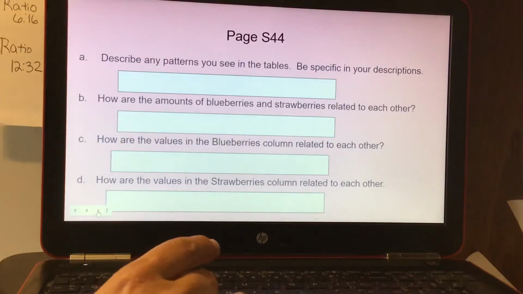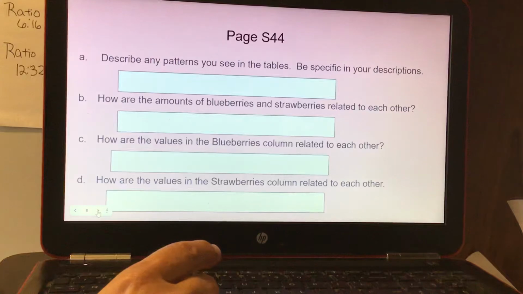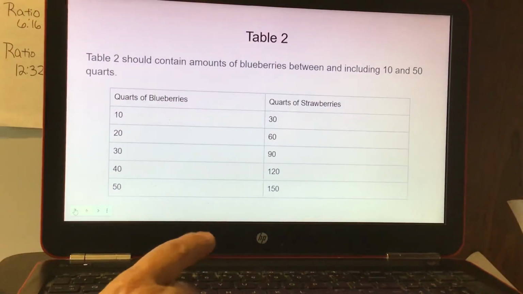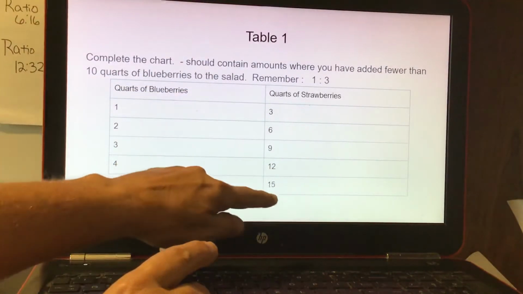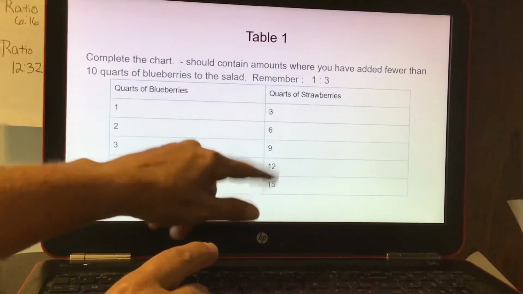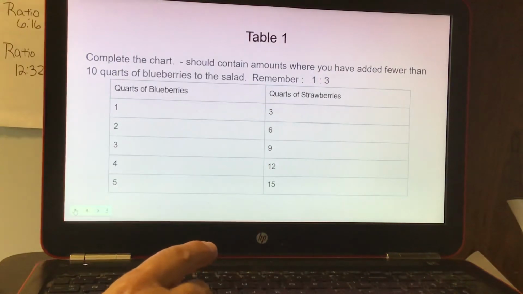And D, how are the values in the strawberries column related to each other? So let's go back. Let's look at the strawberries. So 3, 6, 9, 12, 15. Okay, it's always going up by 3, right?